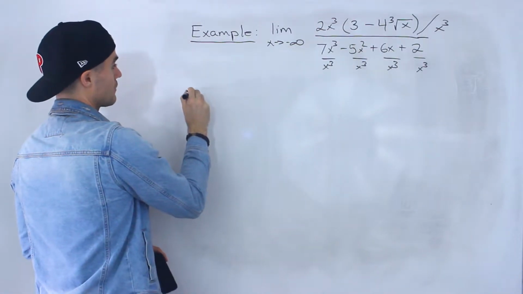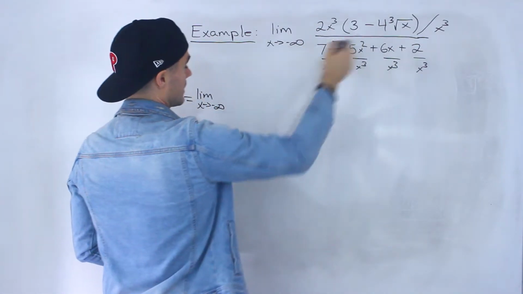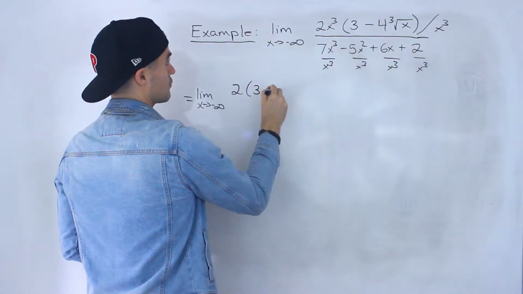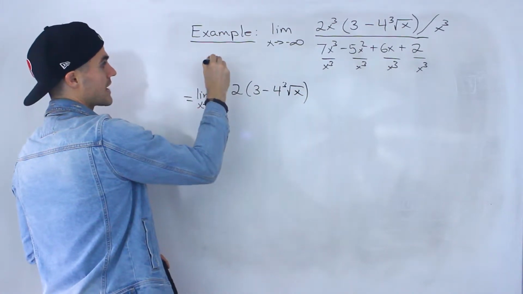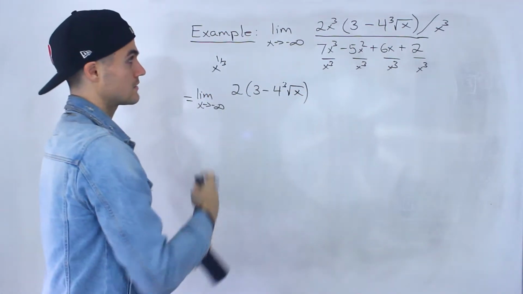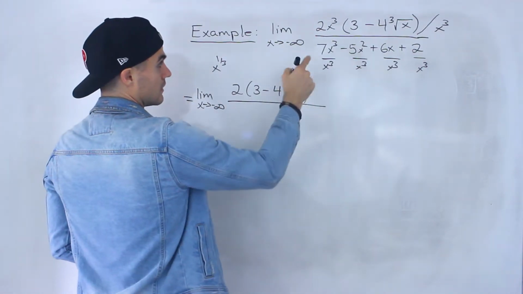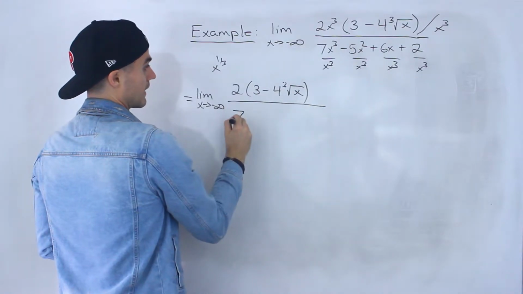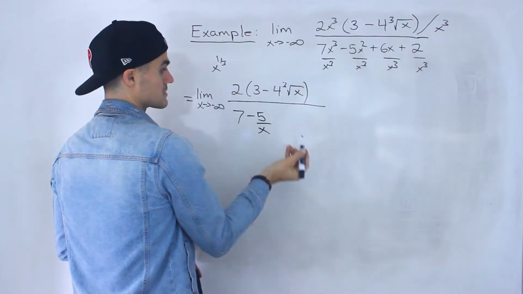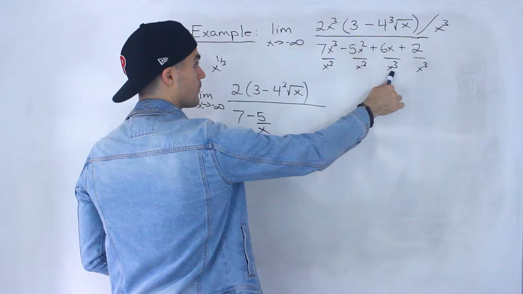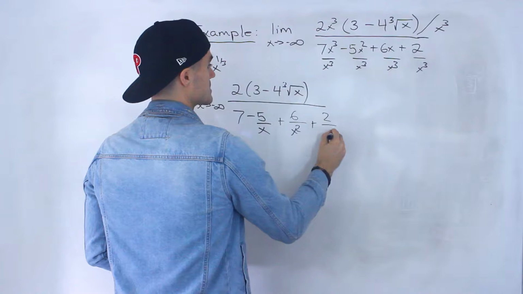So what you end up with is 2 times (3 minus 4 third root of x). Now this third root of x is the same as x to the power 1 over 3, another way the expression could have been written. At the bottom, x cubed over x cubed cancels out. Minus 5, x squared over x cubed is just x left at the bottom, and 6x over x cubed means there are 2 x's left at the bottom, and then the 2 just stays as is.